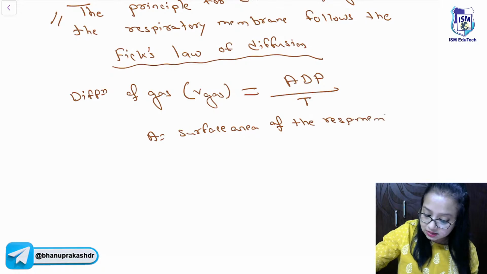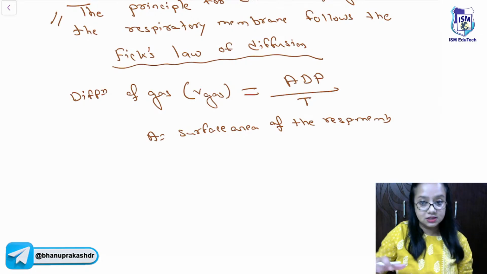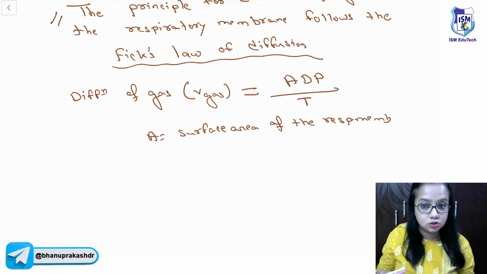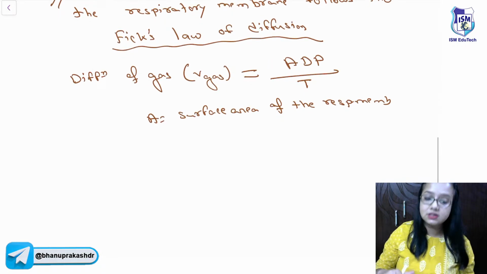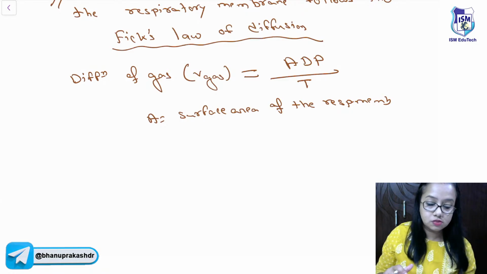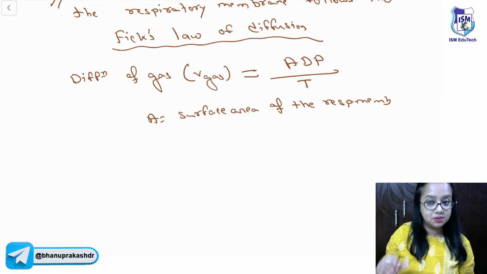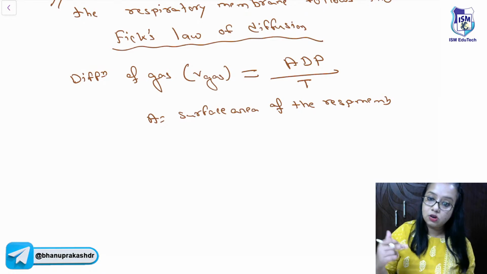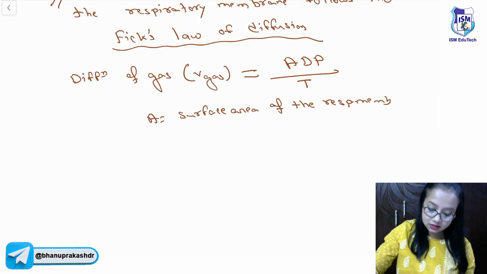Meaning that if the surface area of the respiratory membrane is larger, say in a person the surface area is 30 meters square, and in another person of the same age, same height, same stature, the surface area is 50 meters square. Just an example. Obviously, the rate of diffusion of gases in the person having 50 meters square of respiratory membrane will always be faster, will always be more. So this is a direct function.